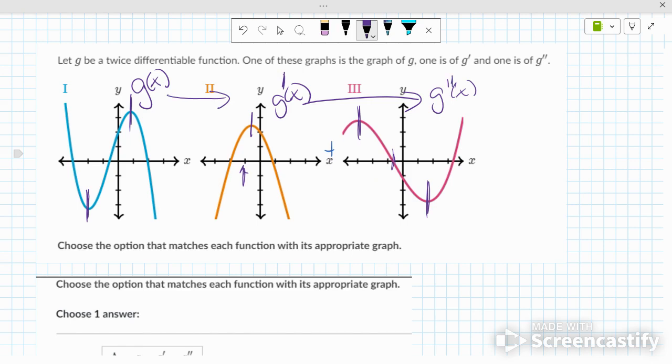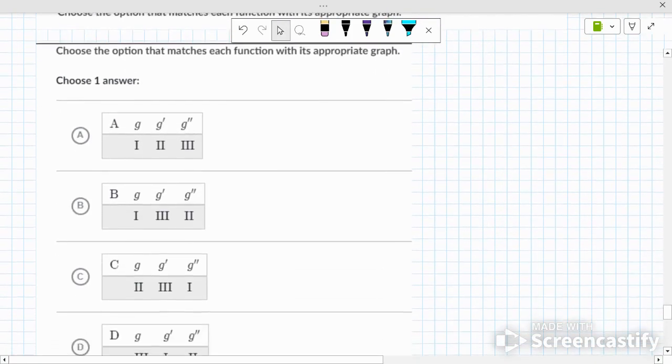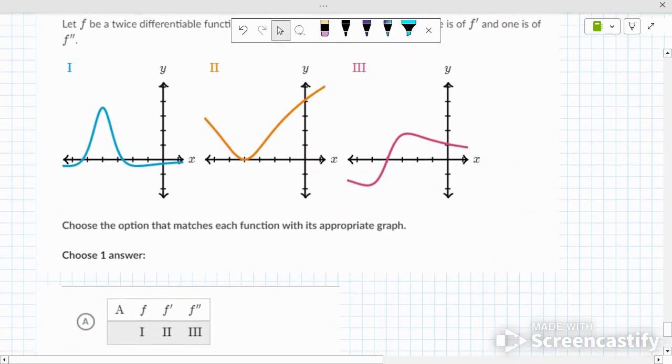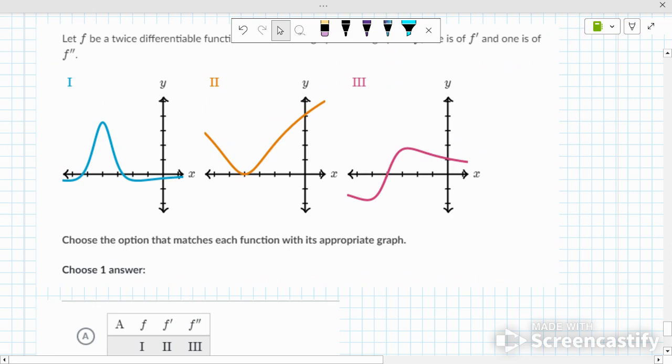So you pick one out, and then you start seeing, well, what would be the derivative? And then you just keep going from there. So in this one, it would be 1, 2, 3. This one. Okay? Andrew, pick out a number.